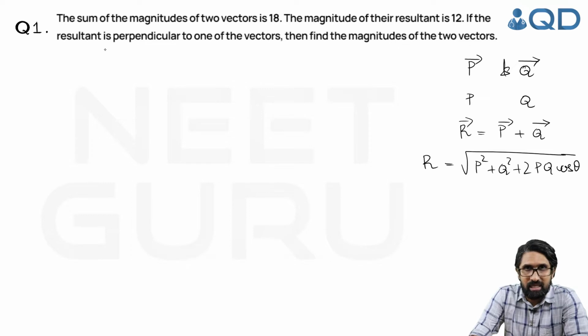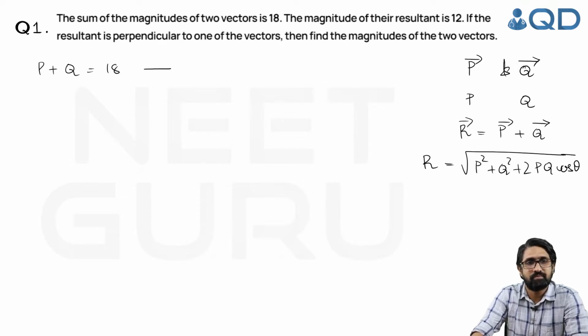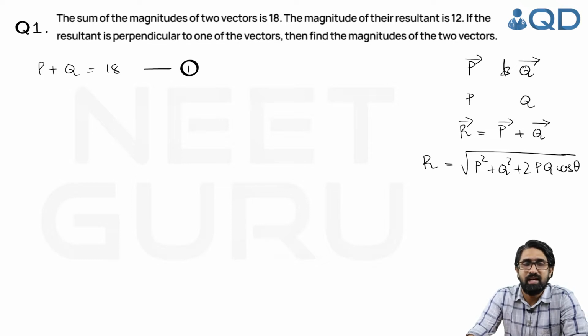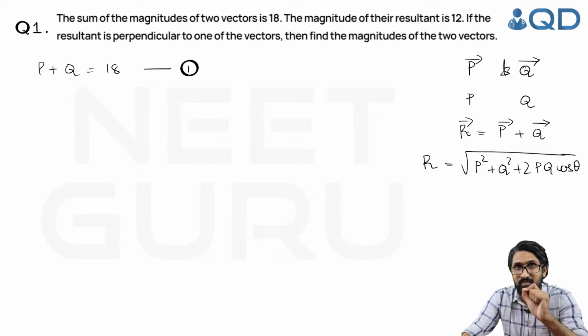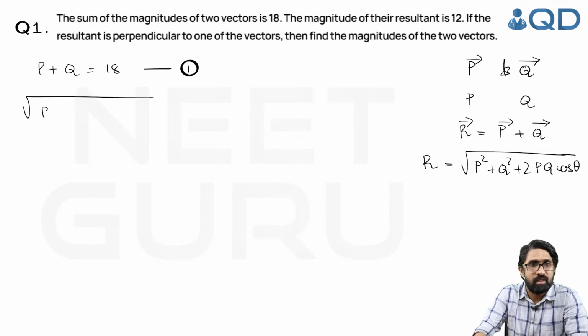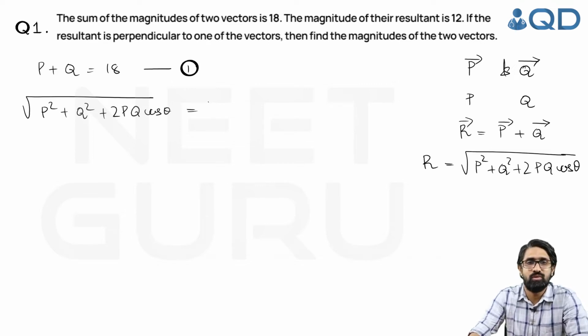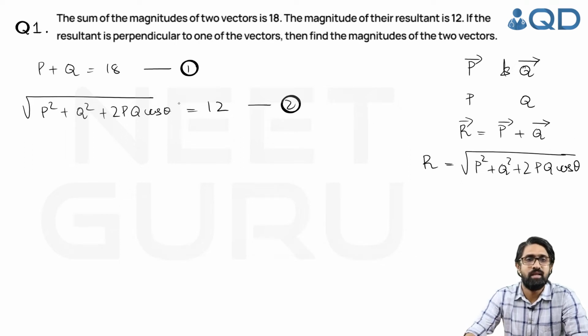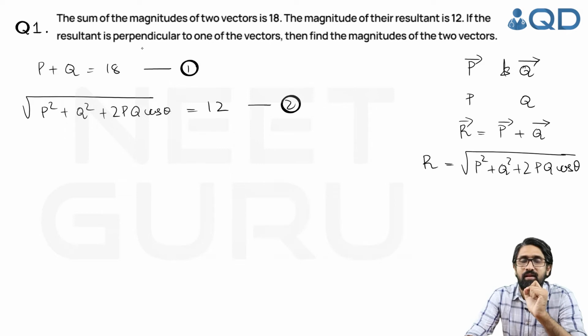The first clue in the question tells us that the sum of the magnitudes of two vectors is 18. So simply we can say that p plus q is equal to 18. The first equation that we have. The second clue tells us that the magnitude of their resultant is 12. So r vector will have a magnitude r, which is equal to 12. So it means that root of p square plus q square plus 2pq cos theta is equal to 12. Second equation.